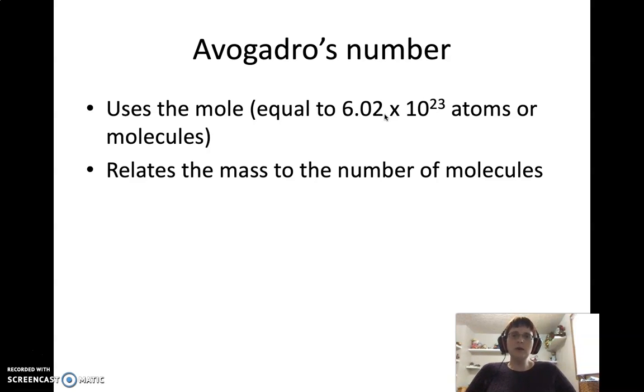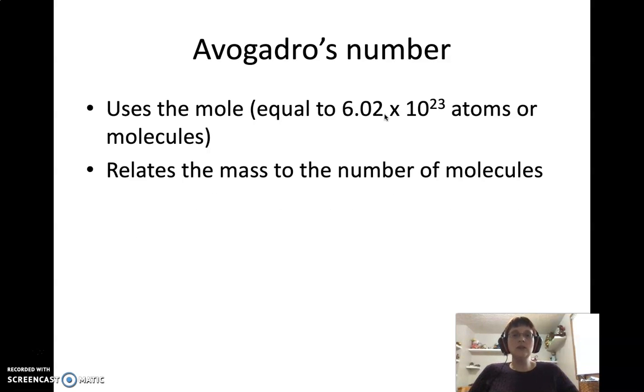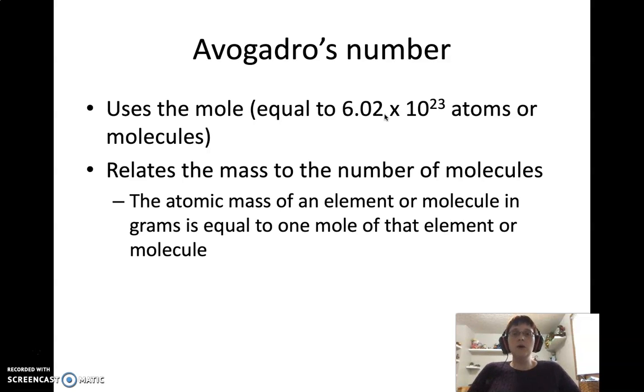Well, Avogadro's number is going to relate the mass of a material to the number of molecules. So the atomic mass of an element, this is where the periodic table gets even cooler, or the mass of a molecule in grams is equal to 1 mole of that element or molecule. So if you think about that for a second, that's actually really cool. The atomic mass of an element or molecule in grams is equal to 1 mole of that element or molecule. So let's take a look at what we're talking about.